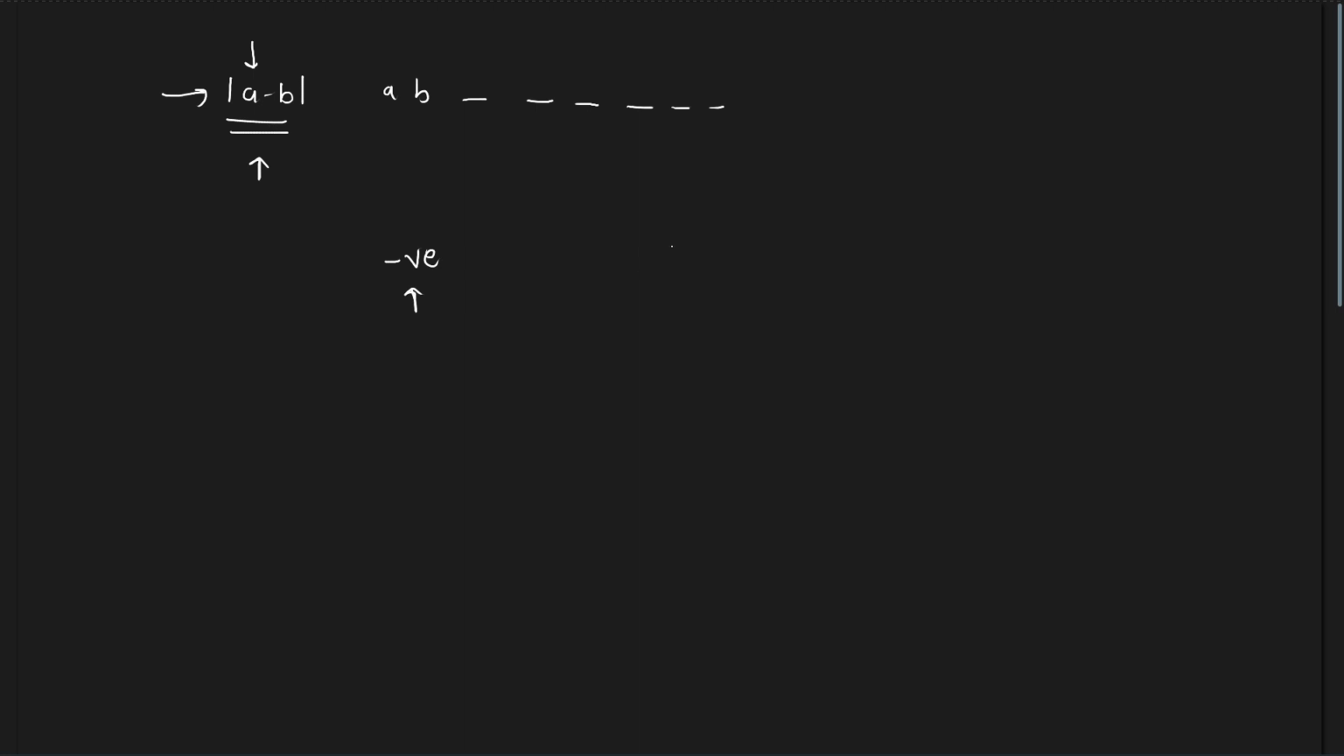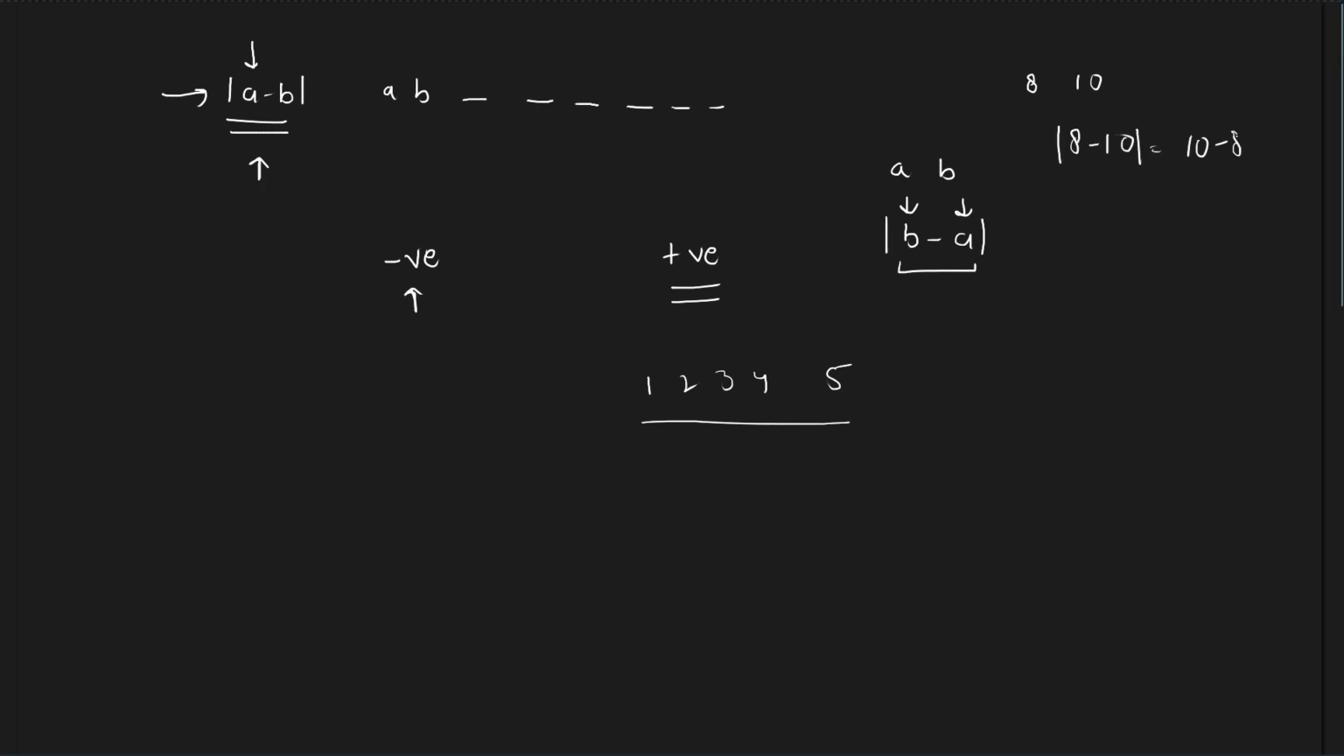Now let's say your array consists only of positive integers, like 1, 2, 3, 4, 5, just some random values. Let's say there were two integers a and b, and you take the absolute difference. Let's say I take two positive integers, 8 and 10. If I do 8 minus 10 and take its mod, that equals 10 minus 8 and take its mod, and both are equal to 2.